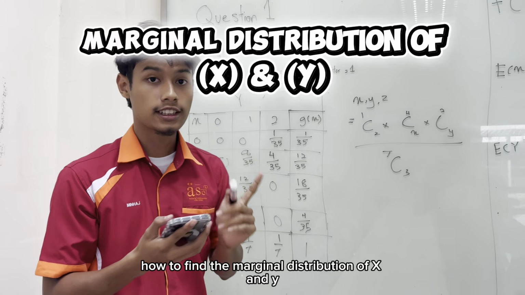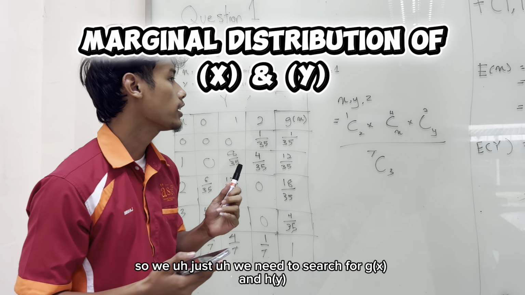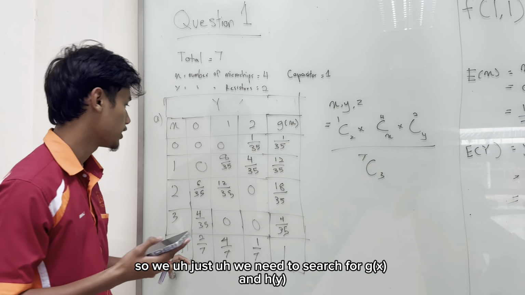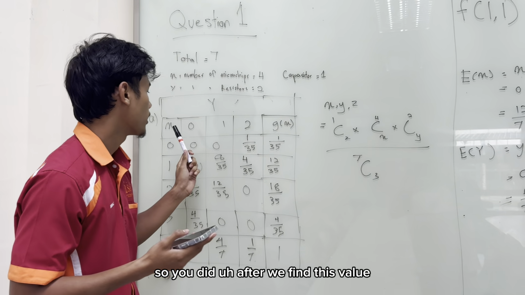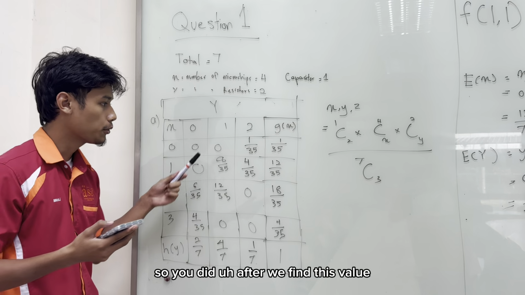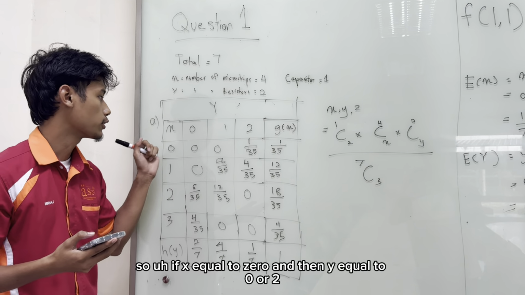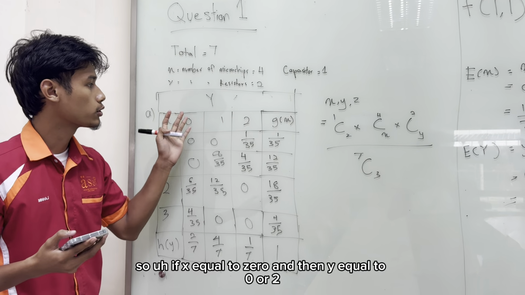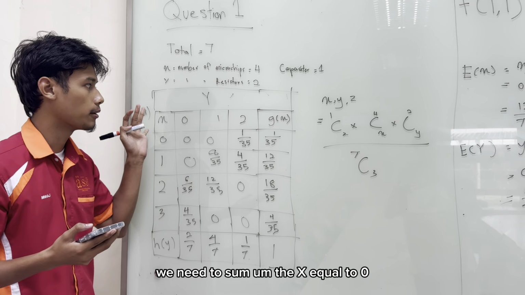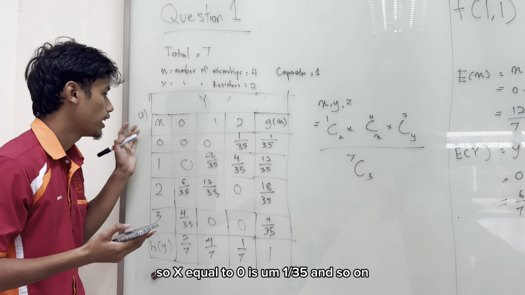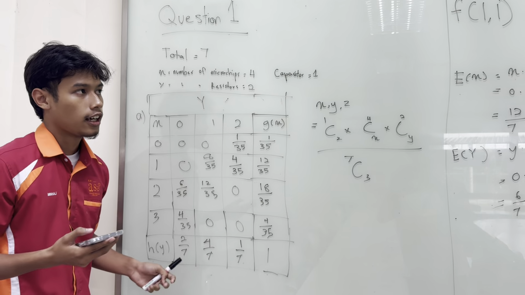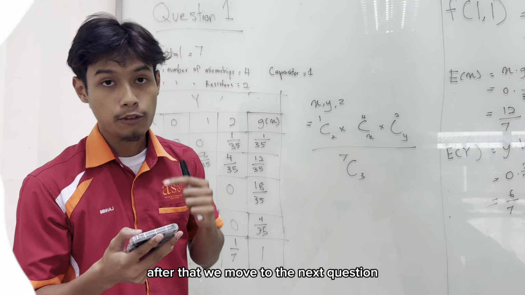How do we find the marginal distribution of x and y? We need to search for gx and hy. After we find these values, we need to sum them. So if x equals 0 and then y equals 0, we need to sum for x equal to 0. So x equal to 0 is 1/35 and so on. After that we move to the next question.